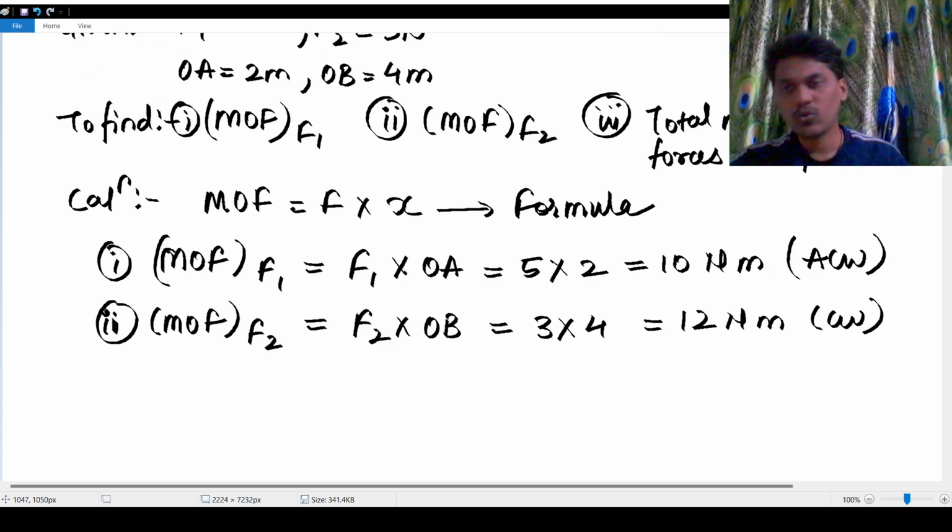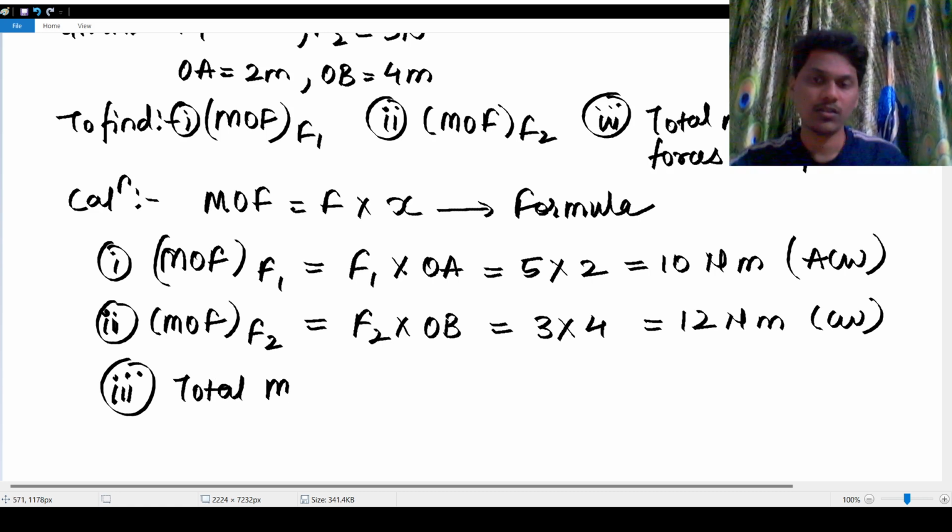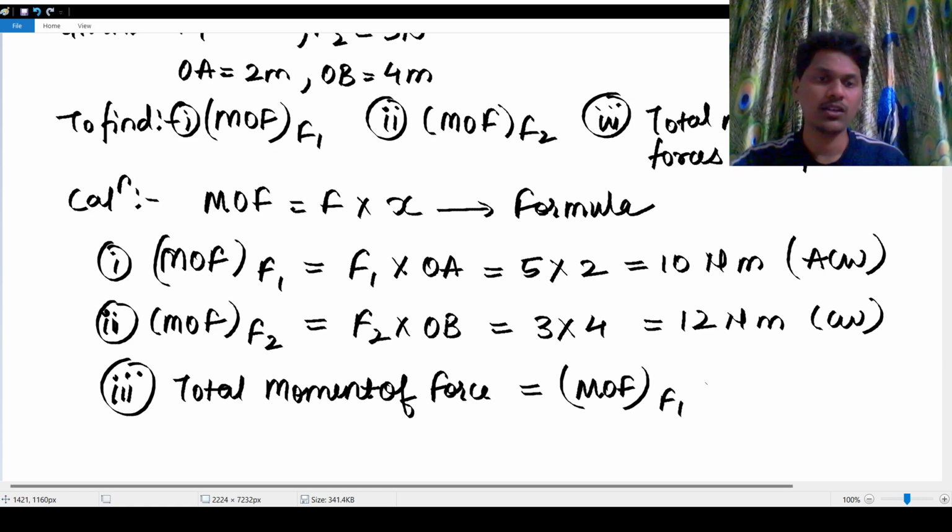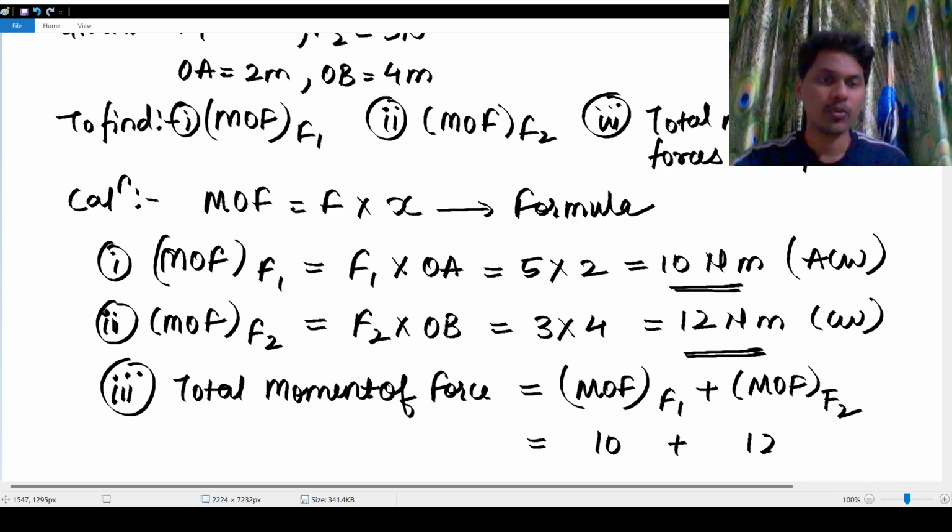Now the third one, total moment of force is equal to moment of force F1 about point O plus moment of force F2 about point O. The values that we have got are 10 Newton meter and 12 Newton meter. So 10 plus 12 Newton meter.